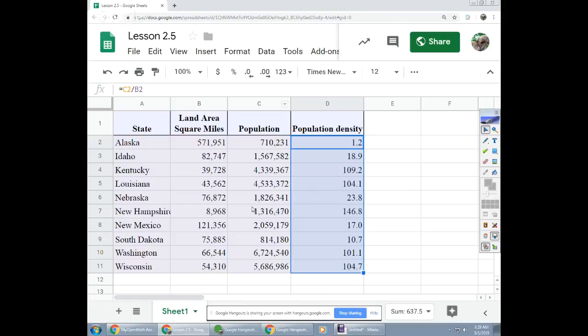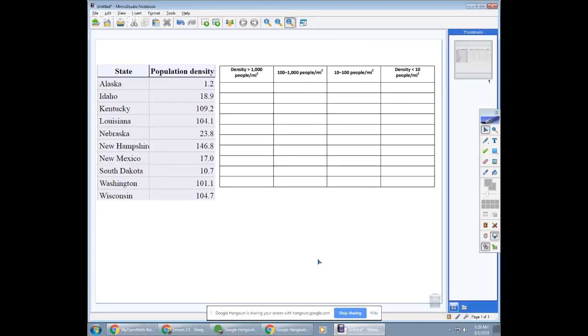All right, so back to my worksheet here. Help me out. Alaska's pretty undense, right? Yeah, so that's over here under 10. So Alaska goes in here. The order they go this way doesn't matter, but they've got to be in the right column. Idaho is not very dense, like Alaska, but it's bigger than 10, so it's going to have to go over here.